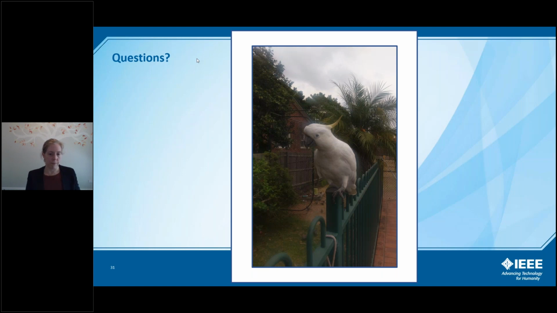Okay. And the next question is from Ayat Al-Matui. He said, do you think we can apply this method to aerial vehicles? The aerial vehicles? Yeah.